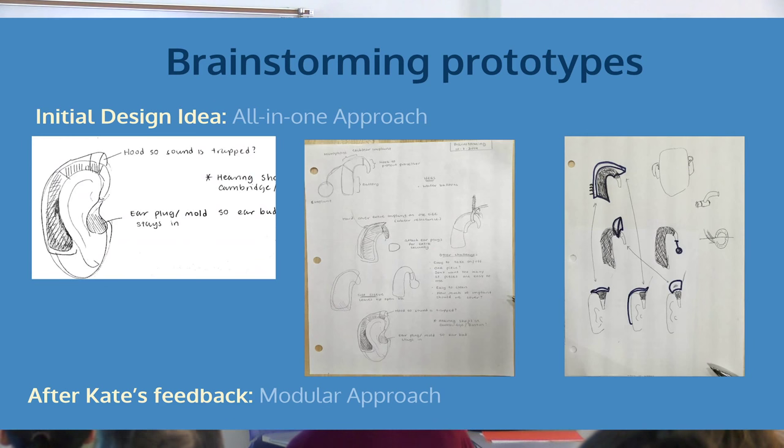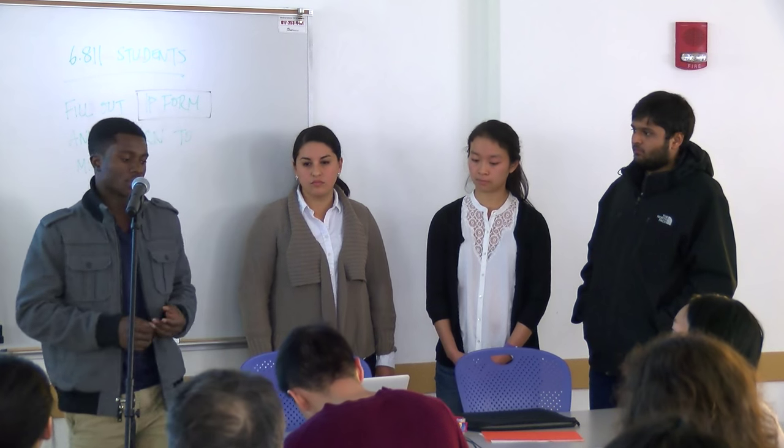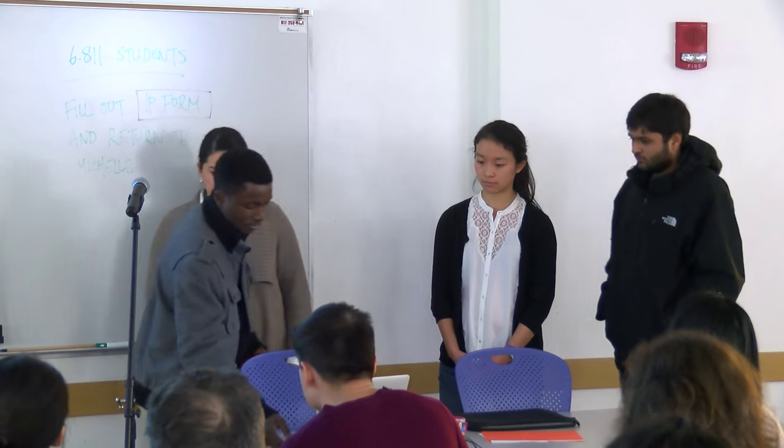So over the course of the semester, we brainstormed different prototypes. At first, we began with this idea of creating one compact cover that would have all the functionality she wanted. For example, a cover that would be water resistant in addition to blocking sound. But when we spoke with Kate during the iterative design process, Kate told us she would want a more modular design. So we decided to go with a modular approach. So Raquel will take it on from here.